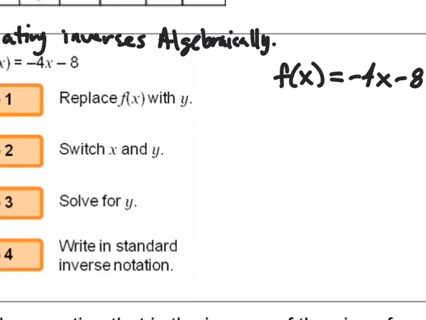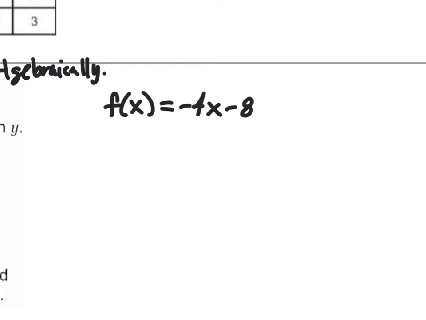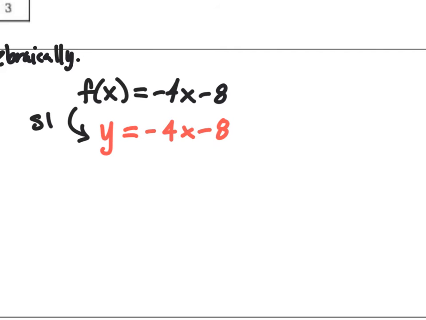So the first step I want to do is replace f of x with y. To go from this step to the next step, we want y equals negative 4x minus 8. This is step 1. Then the next step is we want to switch x and y. So I'm going to rewrite this as x is equal to negative 4y minus 8. Going from this step to here is step 2.